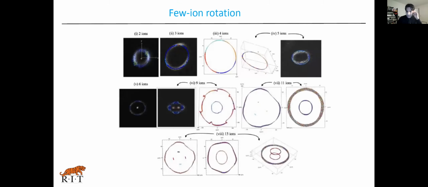So here's a more comprehensive gallery of their work. This is the 2-ion case. This is the 3-ion case. I don't think we had data for 4 ions. We had the 5-ion case, where theory and experiment match very well, as well as 6, nothing for 7 or 8. We had something for 9. And now this is, I believe, both theory and experiment.